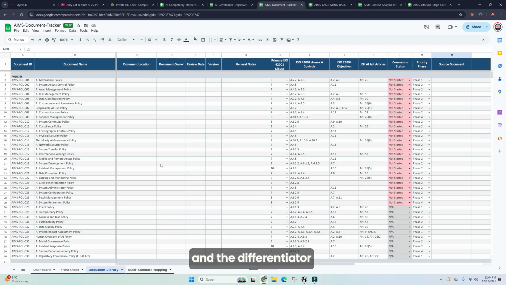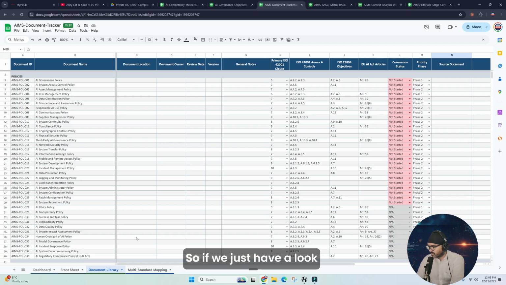And the differentiator with this is that each document maps to ISO-42001 Annex A controls. So which of the 38 controls does this document support? ISO-23894 objectives, which risk management objectives, A.2 through to A.12, and EU AI Act articles, so which deployer obligations. So this cross-referencing is obviously going to be incredibly valuable during audits. So like when an auditor asks about a specific control, you can filter the tracker and instantly see every document that supports it.